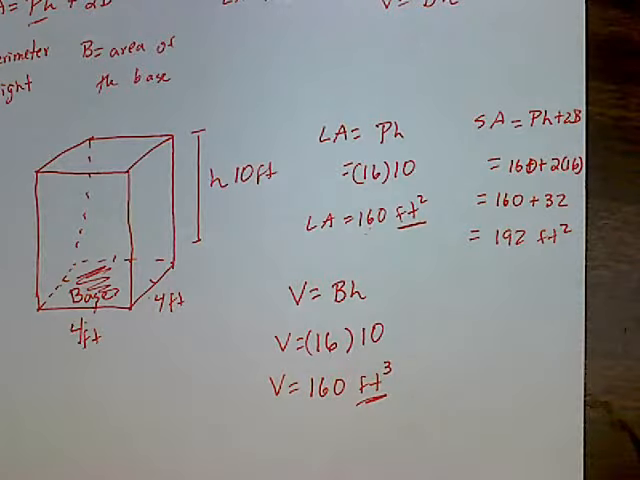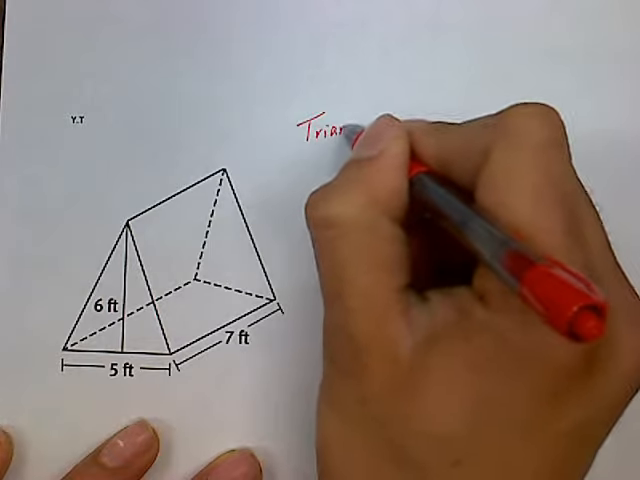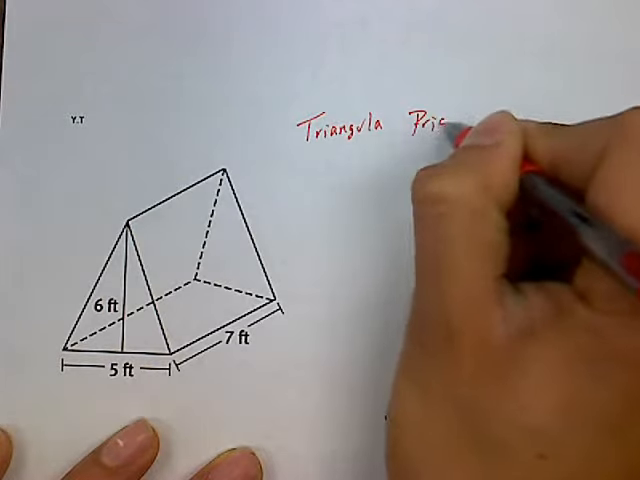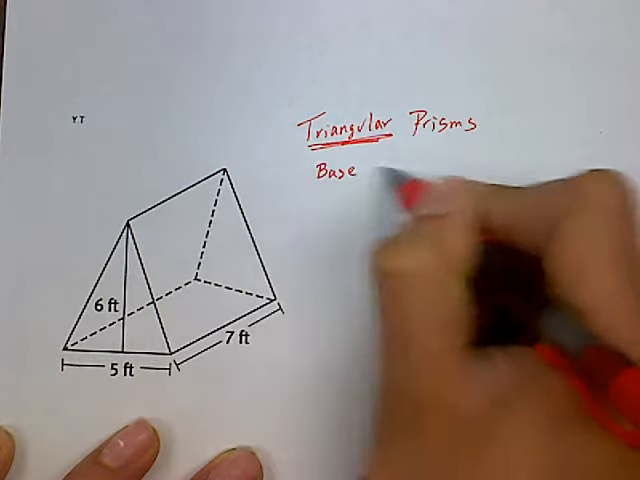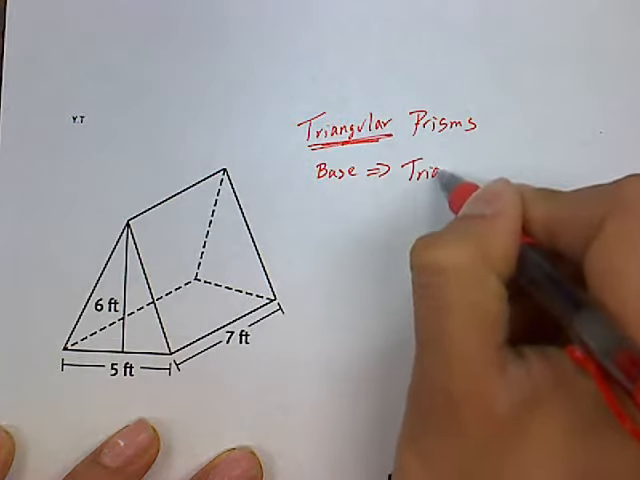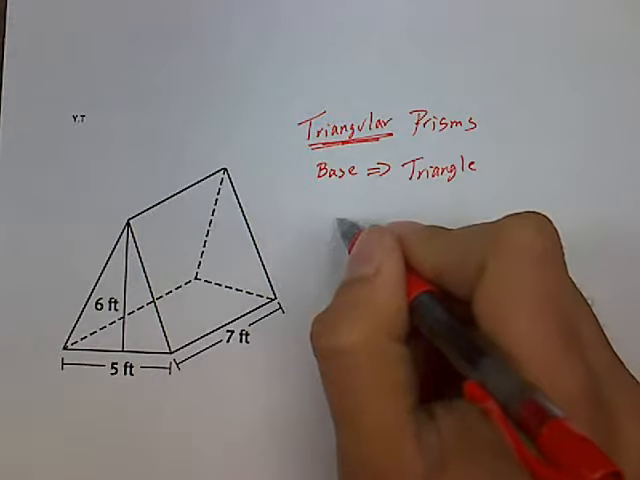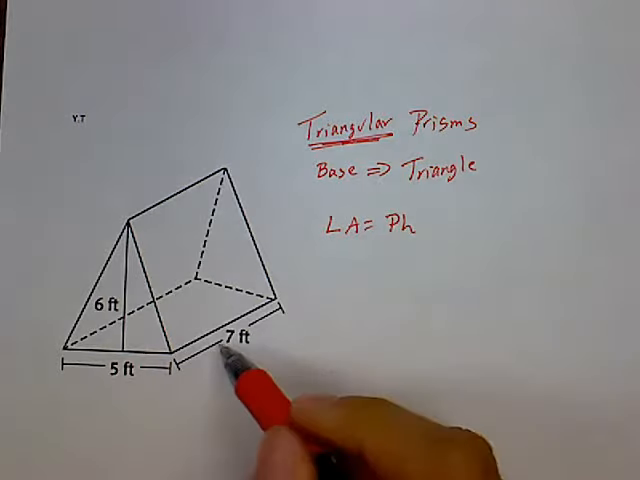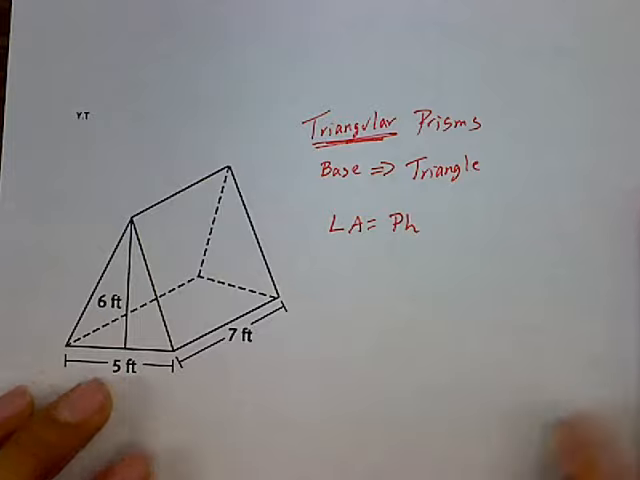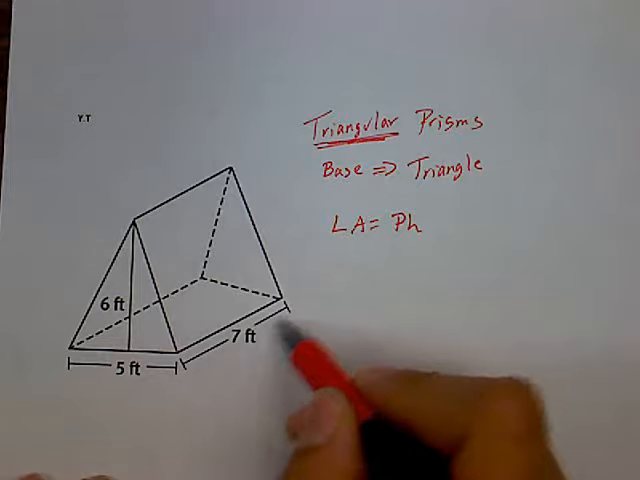Okay, so let's go ahead and look at a triangular prism now. So this one is a triangular prism. That means the base is a triangle. Let's begin with the lateral area. Lateral area is perimeter times the height. If you think about this one, you can stand it on its base, so that means the height of this one is 7.